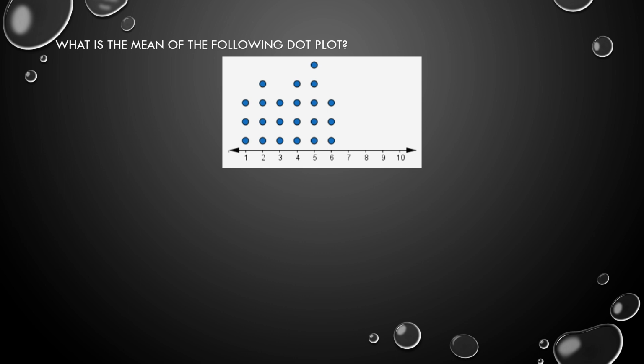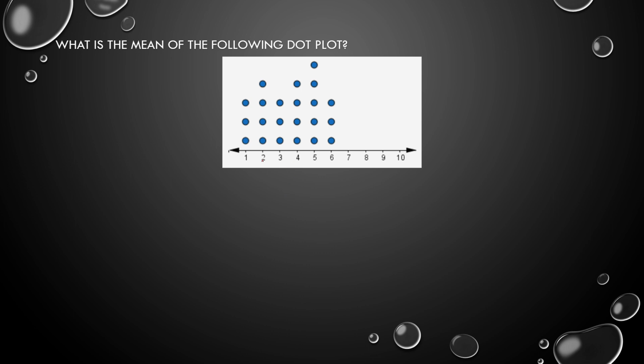Alright, so here's our first question, and it's asking us, what is the mean of the following dot plot? Well, in order to figure out the mean, we need to add up all of our numbers and then divide them by how many we're adding to figure out our average. Remember that whenever you're asked what is the mean, it's also asking what is the average.